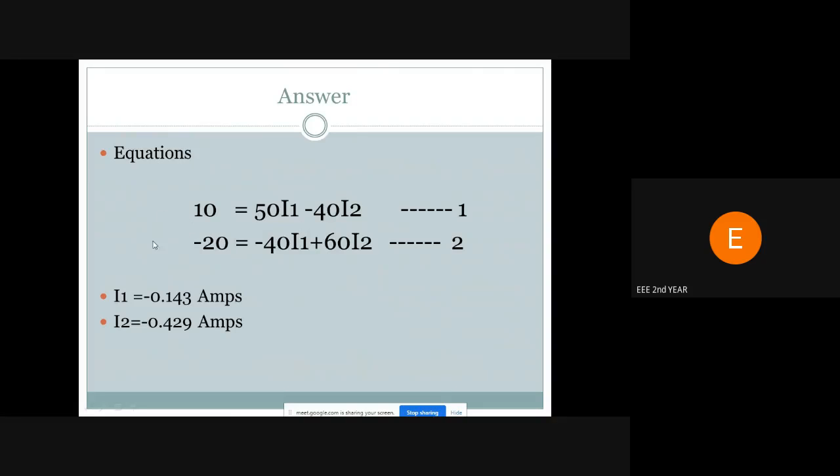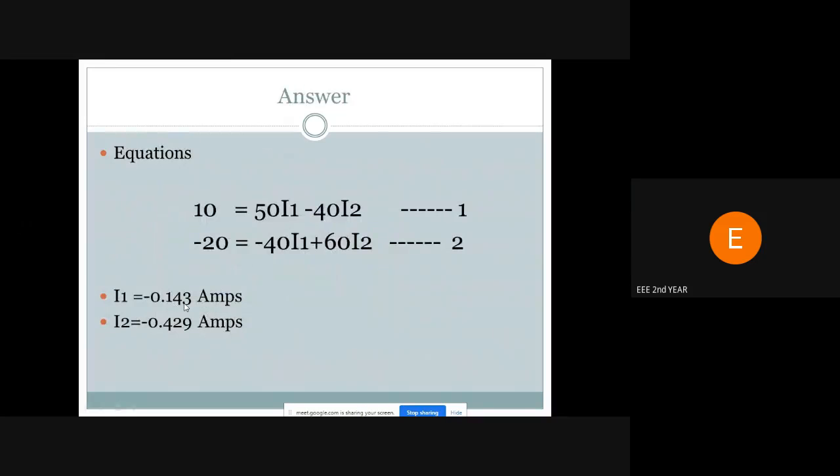You may divide by tens, it becomes 1 equal to 5 I1 minus 4 I2, and here 2 is equal to 4 I1 plus 6 I2, right? So commonly it will be divided by tens. Then after that, by the equation solving method, we can solve. By solving that, you can get the value of I1 is equal to minus 0.143, and I2 is minus 0.429 ampere.